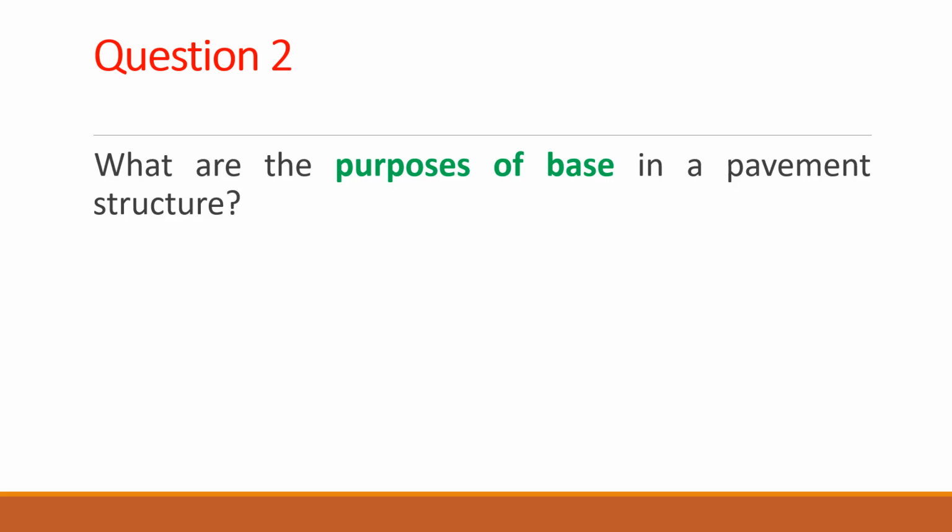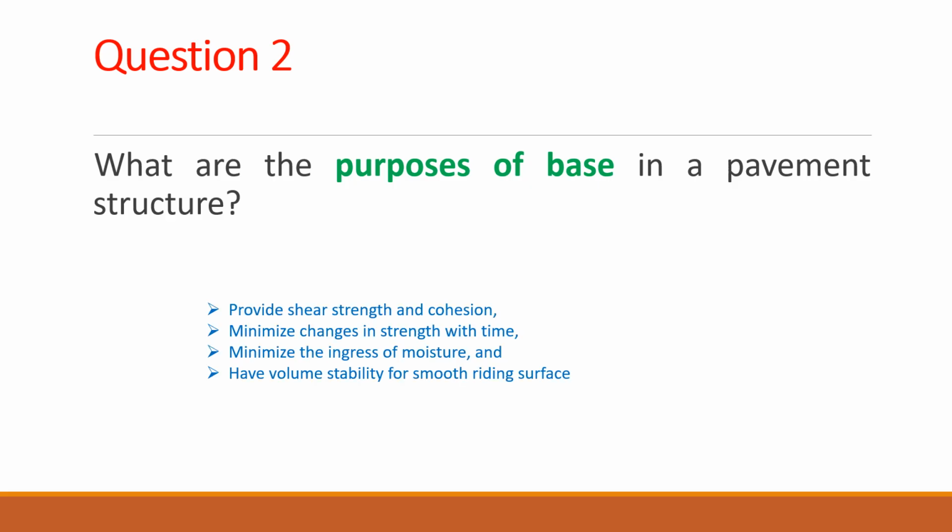Yes, that's right. If you consider an engineering vocabulary, what can you say? It should be deformation, if I say one example, deformation resistance. So it should keep the shape. Am I right? So to keep the shape, or it should provide volume stability for smooth riding surface, minimize the ingression of moisture, minimize change in the strength with the time, provide shear strength and cohesion. So these are the purposes of the base.